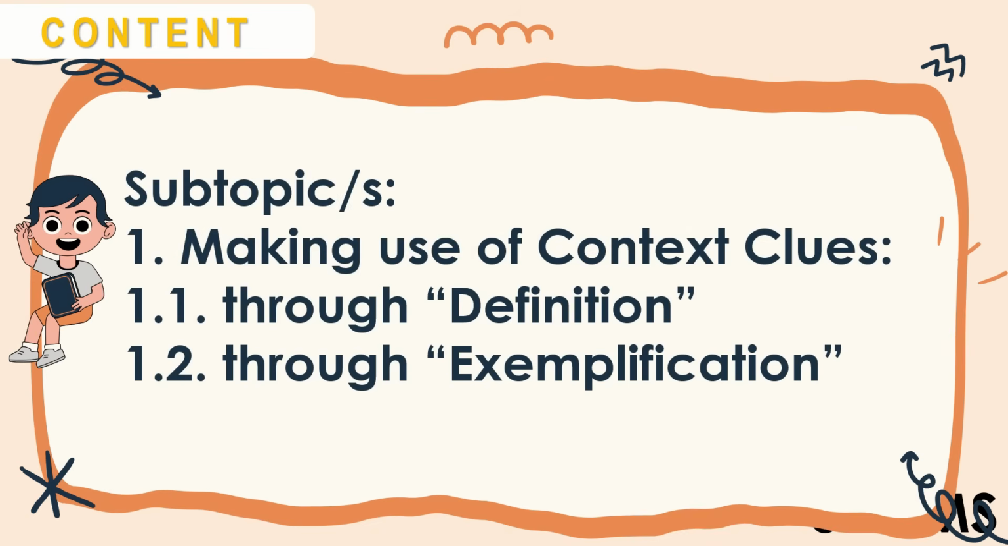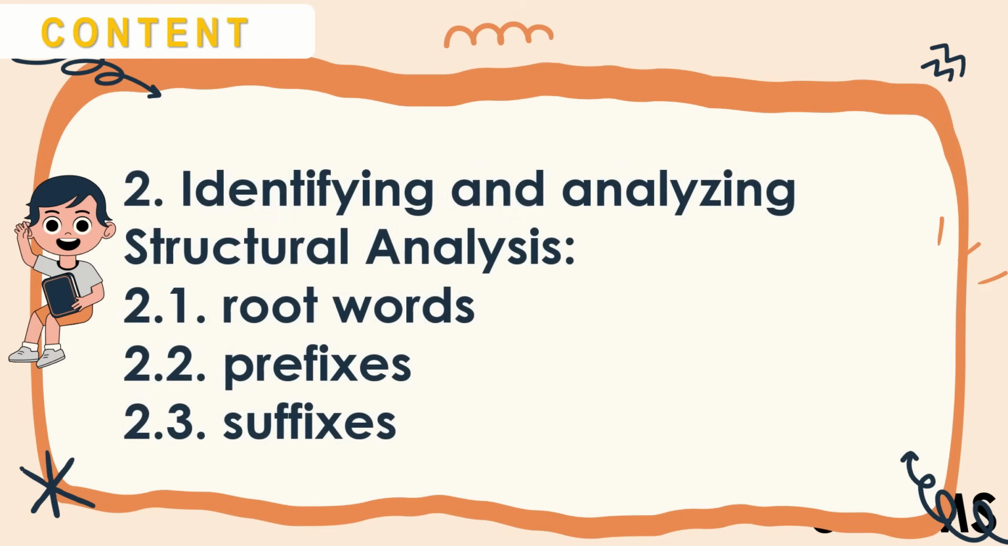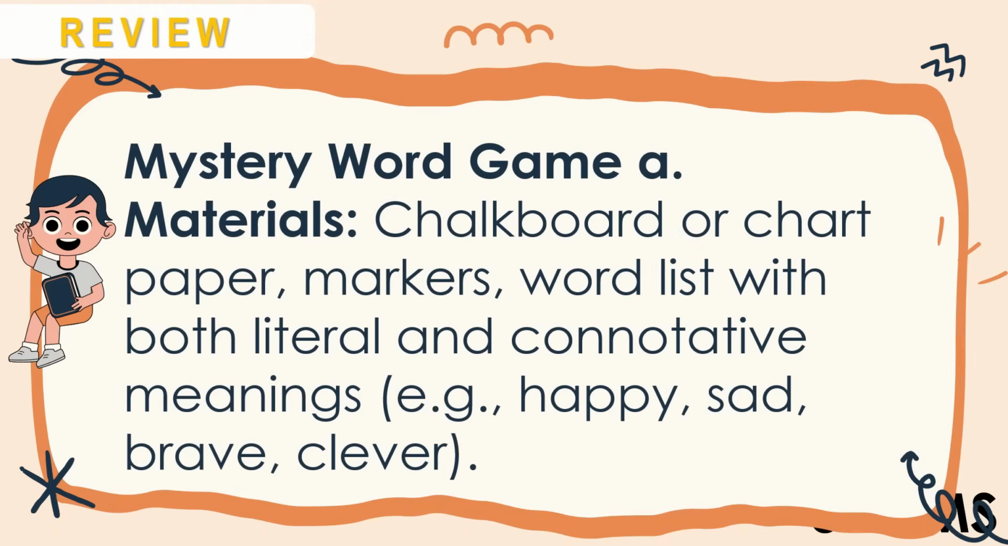Subtopics: Making use of context clues, true definition, true exemplification. Identifying and analyzing structural analysis, root words, prefixes, and suffixes. For the review, we will have a mystery word game. For the materials: chalkboard or chart paper, markers, word list with both literal and connotative meanings. Example given: happy, sad, brave, clever.